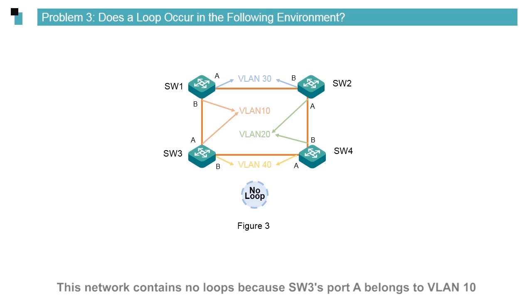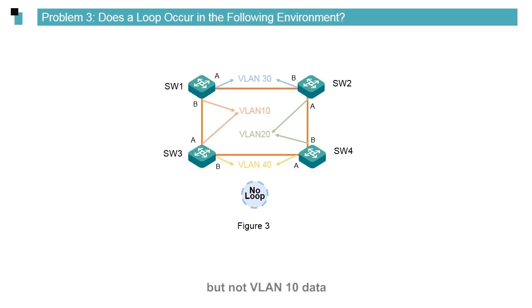This network contains no loops because SW3's port A belongs to VLAN 10, and SW3's and SW4's trunk ports allow VLAN 40 data to pass, but not VLAN 10 data.